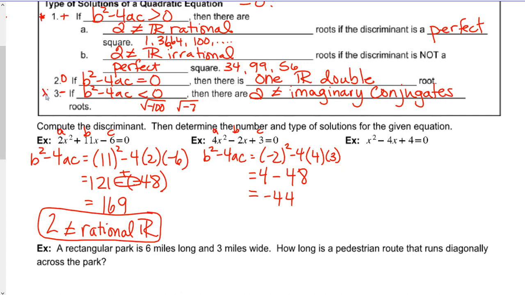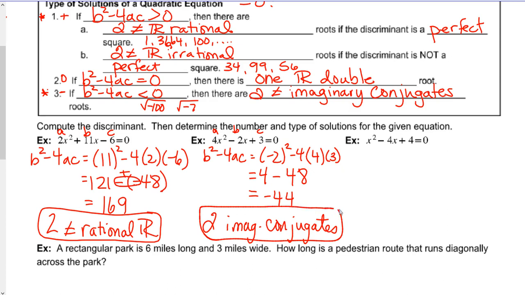We are in case number 3 now. It is negative. Therefore, we're going to have 2 unequal imaginary conjugates. Oops, I forgot the unequal. And because it's being slow, I'm not going back to rewrite it. So you could put that in there. 2 unequal imaginary conjugates. And so on your homework, I'm not sure if they will give you choices or if you have to write that in. But you should be able just to choose imaginary conjugates for the answer.